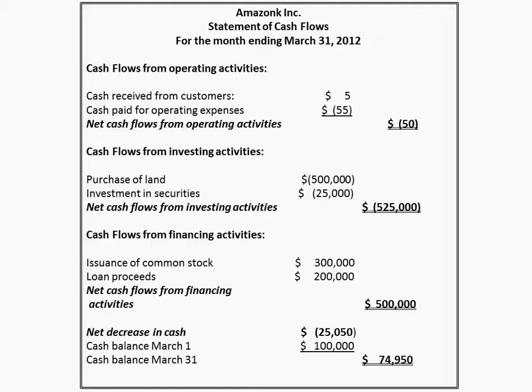So what should this number tie back to? Cash on the balance sheet. This should be cash on the balance sheet at the end of the period. Okay? It's kind of like a roll forward of cash from the beginning of one period to the end of that period. Okay?